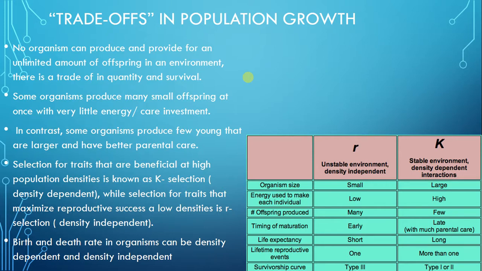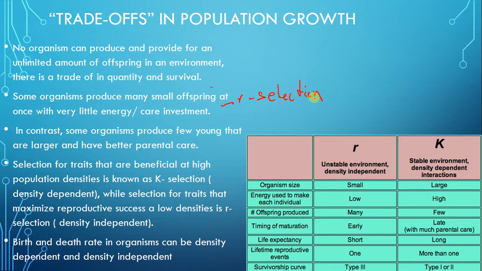Another thing that affects population growth is the fact that no organism can produce and provide for unlimited amounts of offspring in an environment. There's a trade-off, we say, between the quantity of offspring an organism can have and the amount that survive. Some organisms produce many small offspring at once with very little energy, very little care and investment, like birds, like fish, like a lot of trees, pollinated trees, and we call these R-selected species, or R-selection.